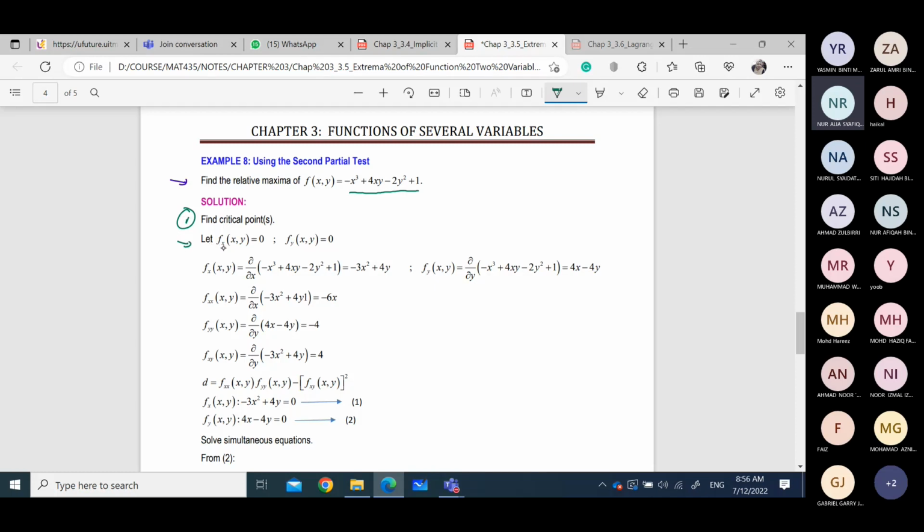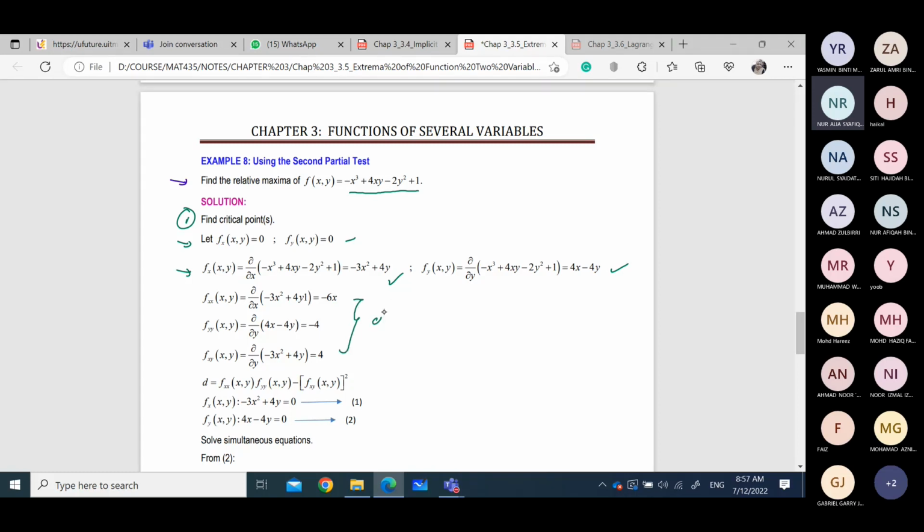First, we need to set the first order derivatives with respect to x and y on the surface as 0. Okay, so first we need to differentiate with respect to x on the given surface. So here we have negative 3x squared plus 4y. And the partial derivative with respect to y on the given surface, here we have 4x minus 4y. Okay, the second order derivatives with respect to x, y and the mixed order will be used in the discriminant. Kat sini kita akan gunakan untuk discriminant.